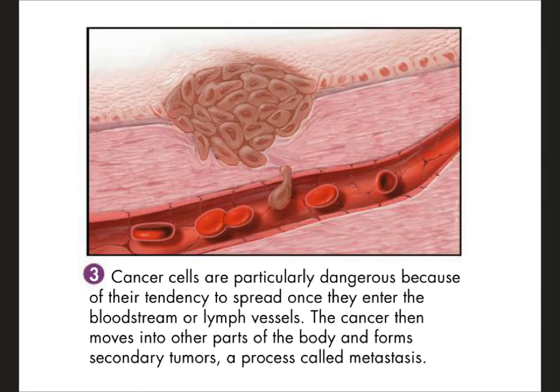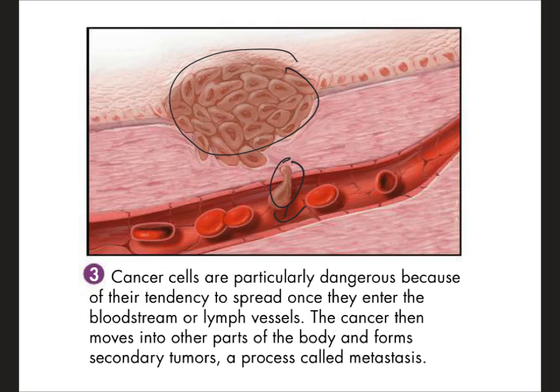And then lastly here, cancer cells are particularly dangerous because of their tendency to spread once they enter the bloodstream or lymph vessels. So the cancer then moves into other parts of the body and forms secondary tumors, a process called metastasis. So in this case, as you can see here, eventually the tumor gets so large and it just keeps pushing all these other cells out of the way that one or more of these cells enter the bloodstream.